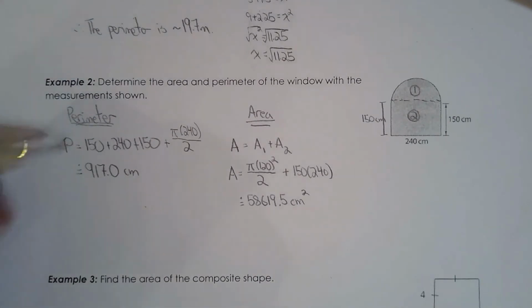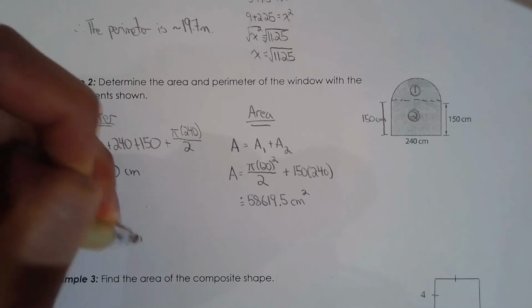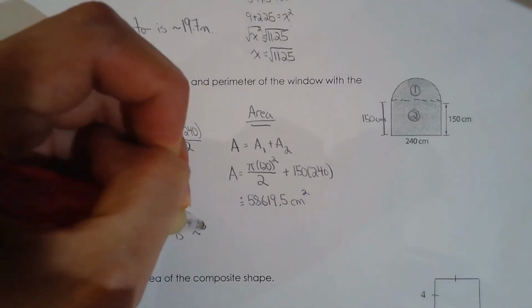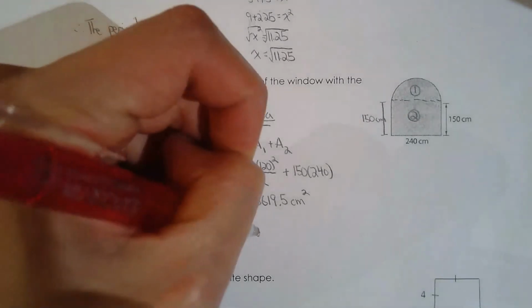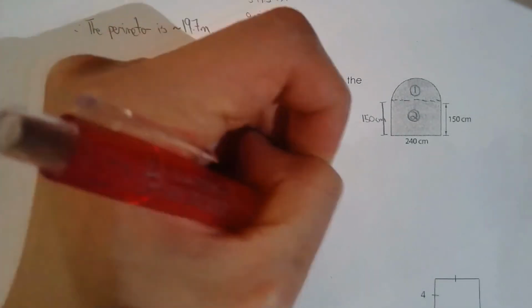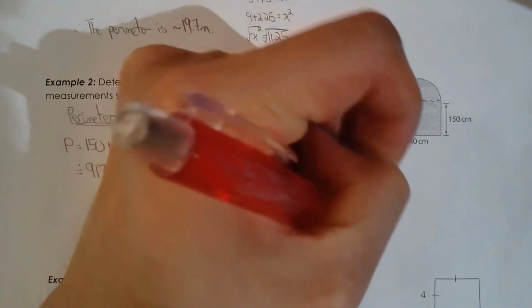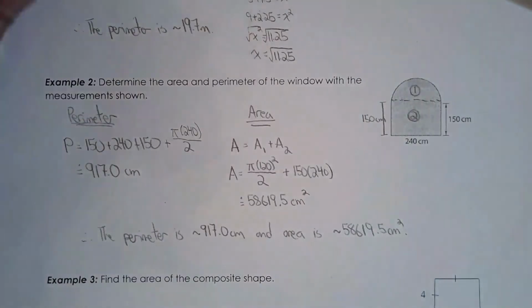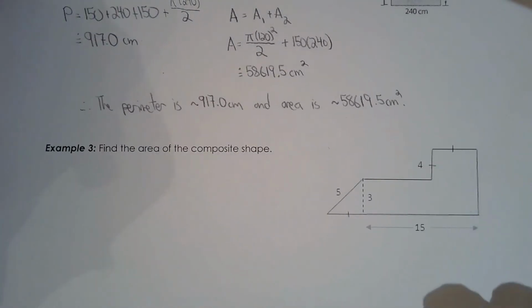Okay, so we could do the therefore statement. Therefore, the perimeter is approximately 917 centimeters, and area is approximately 58,619.5 square centimeters. Okay, one more composite shape to go.